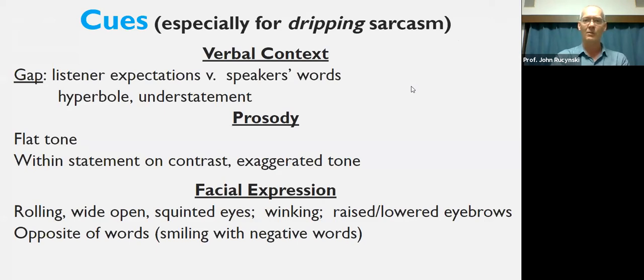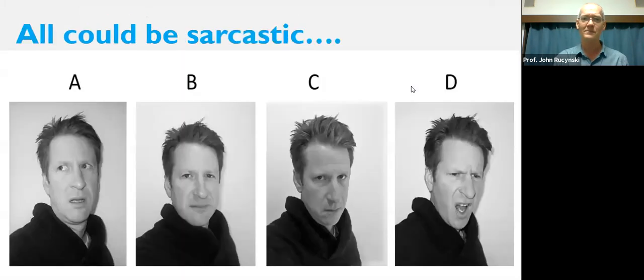And if we look at the bottom, you picked out most of these. So rolling eyes, wide open eyes, squinted eyes could also be one. Winking is another one. Raised or lowered eyebrows. And then as someone said, smiling. So smiling with negative words. So for example, I'm so sad President Trump lost the election. Okay, that would be the perfect example recently.